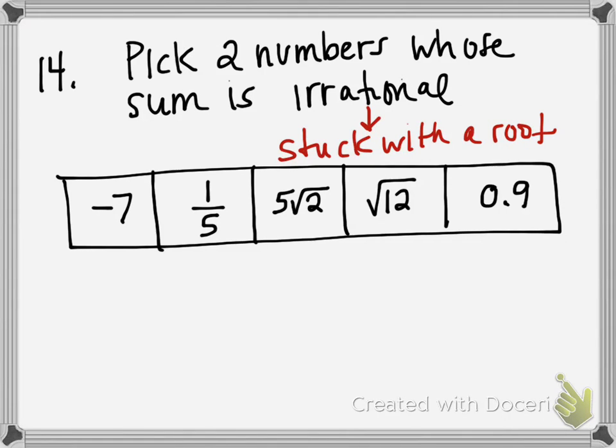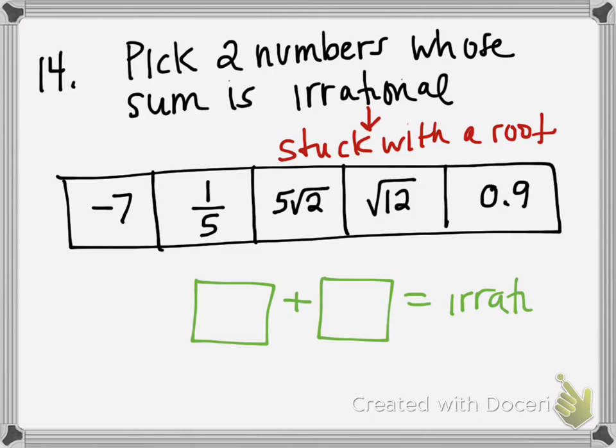Number 14, our job is to choose two numbers from the selection whose sum, if you add them together, would be irrational. Meaning I have to pick two of these that when I add them, my answer is irrational, which means I'm stuck with the root.